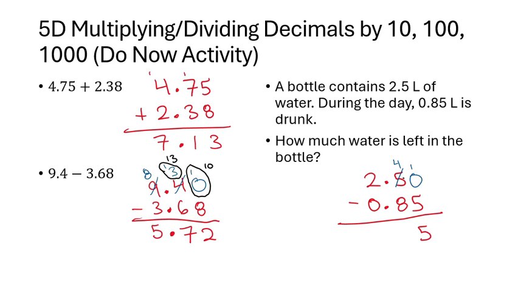0 minus 5 doesn't work, so you borrow over from the next column. This now reads as 10. 10 minus 5 is 5. 4 minus 8 doesn't work, so you're going to have to borrow from the next one. This now reads as 14. 14 minus 8 is 6. And then you got 1 minus 0 is just 1. So there's 1.65 liters left. Okay.